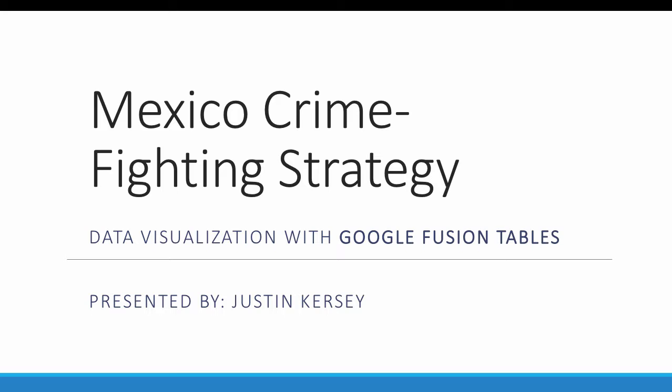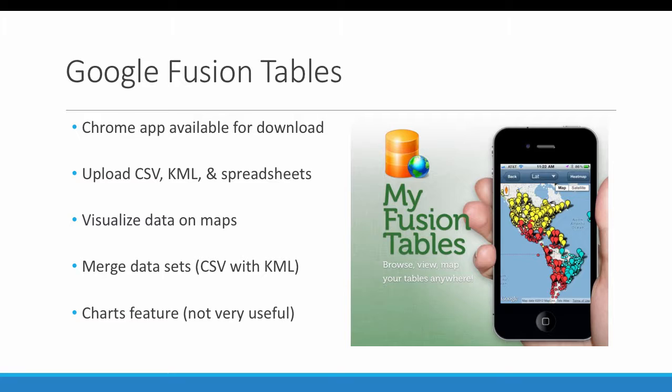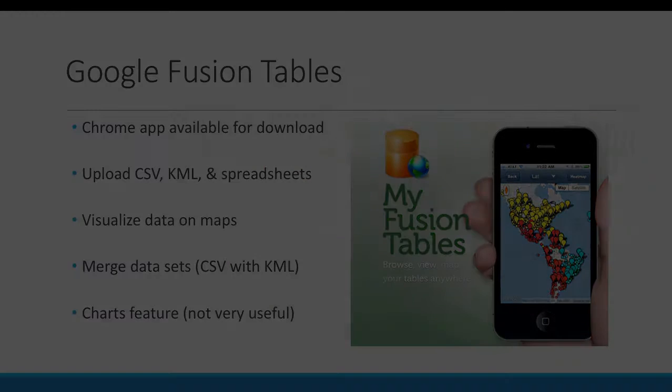I have chosen Google Fusion Tables and the Fusion Tables layering wizard to make the visualizations. Fusion Tables is a Chrome app that can be easily downloaded and added to your Google Drive. The app allows you to upload data sets from CSV, KML, and spreadsheets and visualize the data using a variety of tools. You can also merge data sets together, just as we did in Tableau. I found the tool to be useful, though not nearly as robust as Tableau for visualizations or calculations. It definitely is not worth using for creating charts.